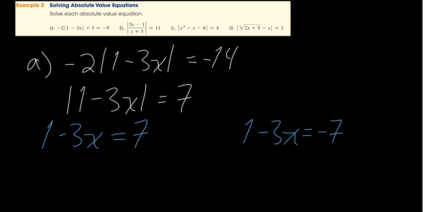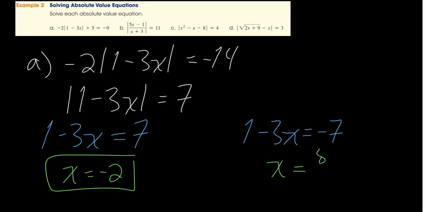Alrighty, well, let's do this. Starting with the left side, if we subtract 1 from both sides, we're going to have negative 3x is equal to a positive 6. Divide both sides by negative 3, and we have x is equal to negative 2. And then on the other side, we subtract 1 from both sides, so we have negative 3x is equal to negative 8. Then we divide both sides by negative 3, so we have x is equal to a positive 8/3. And that's A.